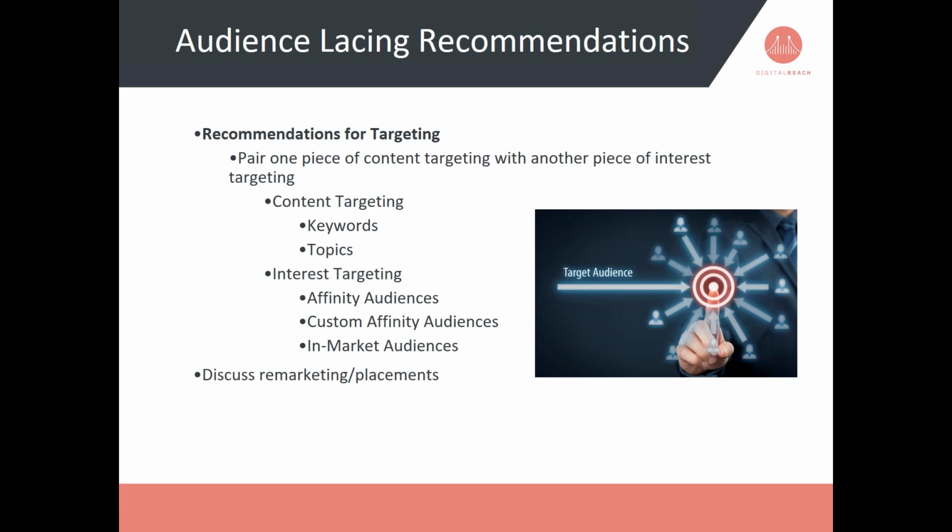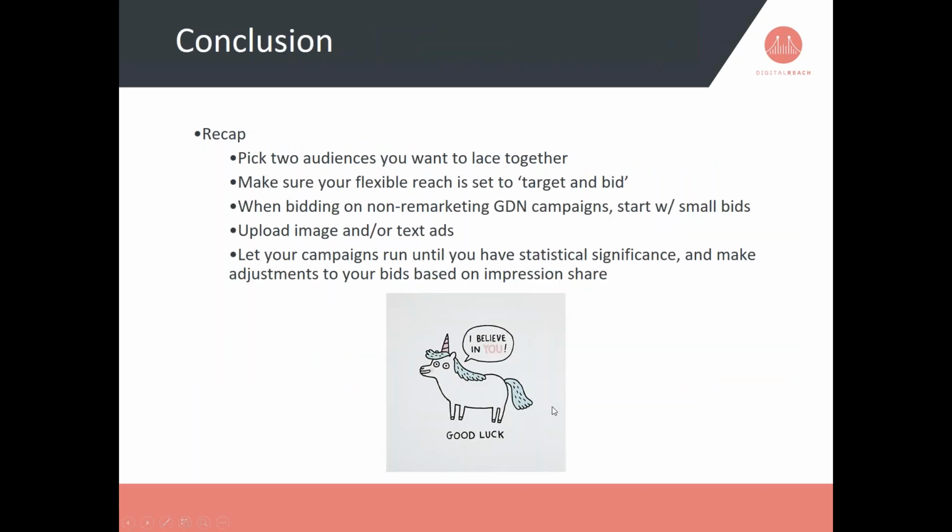And placement targeting, I've talked about placement targeting and how I'm not a huge fan of it in AdWords unless you already have a good list of placements that you want to show up on. Typically, you need a pretty extensive list of websites that you'd want to show up on. And honestly, placement targeting is just a form of content targeting, and I think that keywords and topics just do it better. So yeah, anyways, pair a piece of content targeting with a piece of interest targeting. That's my recommendation.